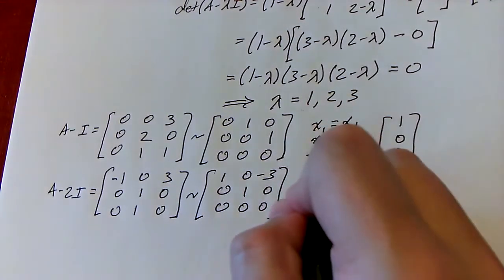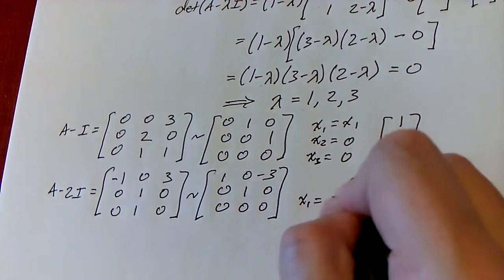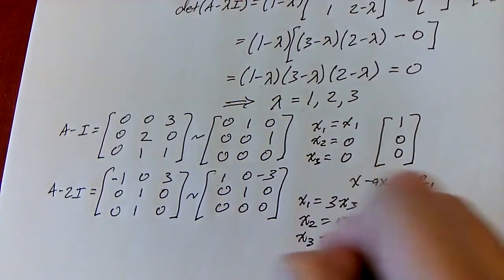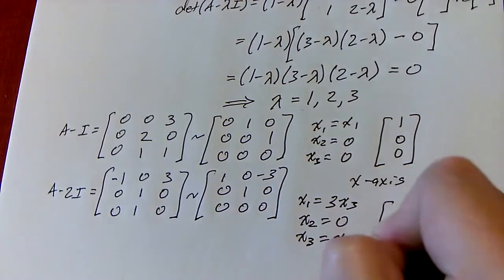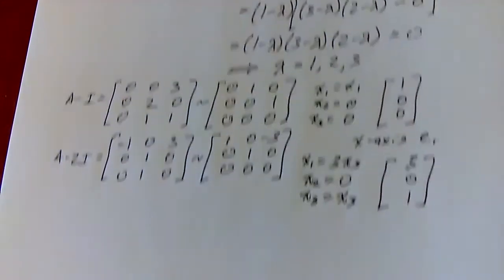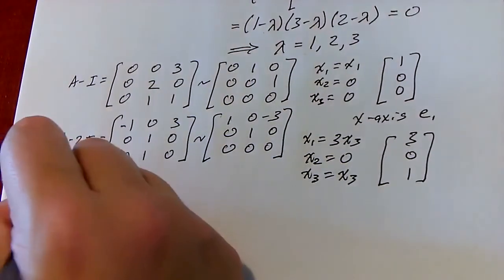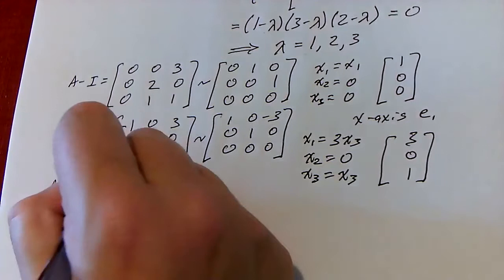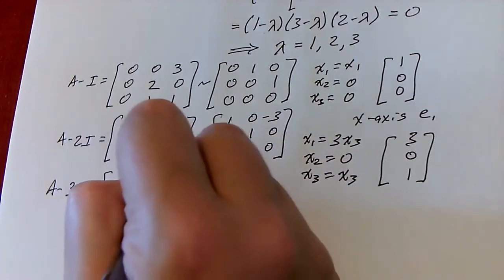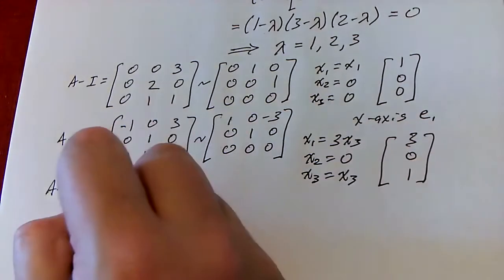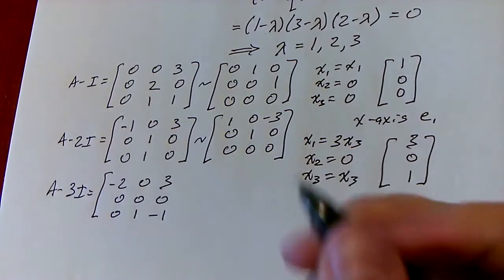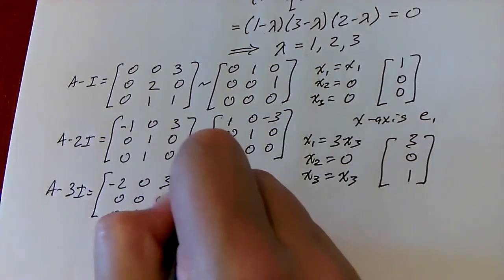So I have then that x1 is equal to 3x3, x2 is equal to 0, and x3 is a free variable. So the vector would be 3, 0, 1. And then the last one, A minus 3I. It's going to be negative 2, 0, 3, because I'll have 1 minus 3. 0, 0, 0 for the middle row. 0, 1, and negative 1 for the bottom row.